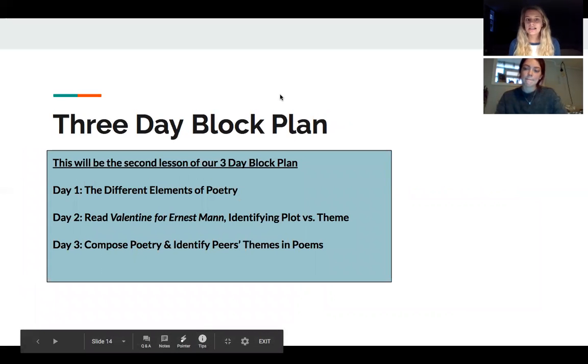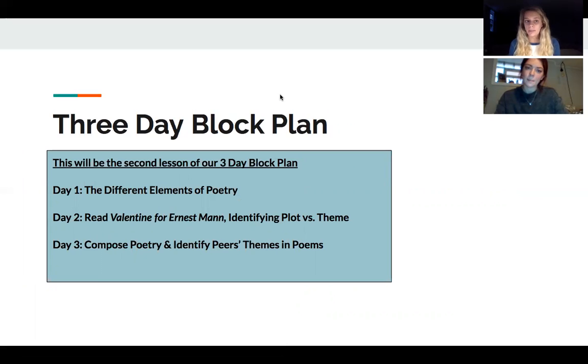So this lesson fits in as the second day of our 3-day block plan. The first day we will teach the different elements of poetry using multiple different models and examples of different poems. On the second day, we will talk about this lesson that we have just shared with you guys, where we will read the poem Valentine for Earnest Man, and then we will move on to identify the plot and the theme and the differences between the two.